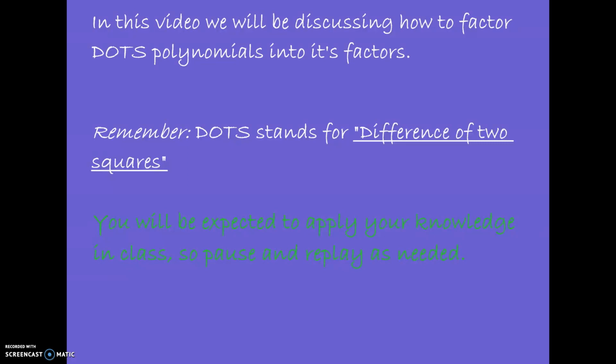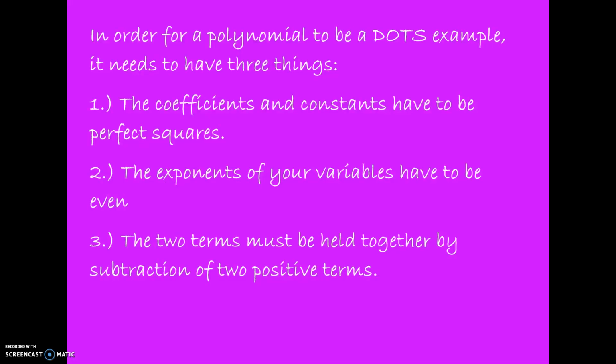Remember that DOTS stands for a difference of two squares. And there we're talking about square terms or square polynomial terms instead of squares as in the shape. So you will be expected to apply your knowledge in class once we have a follow-up class for this video. Please pause and replay if needed. Remember, we've talked about what it takes in order for a polynomial to be a DOTS example. So remember, it needs to have three things.